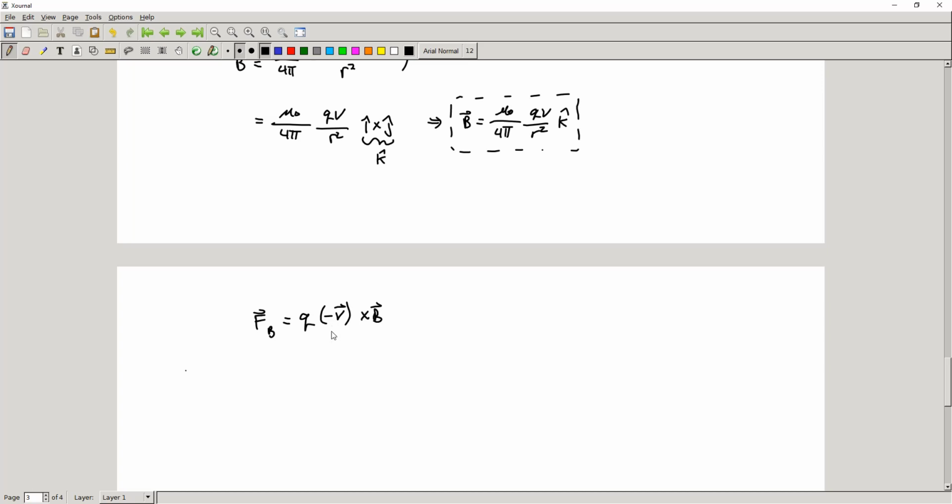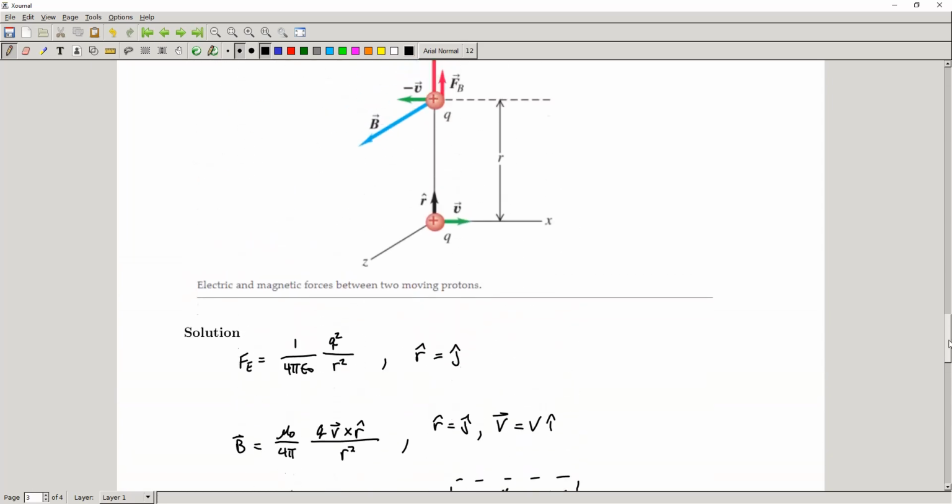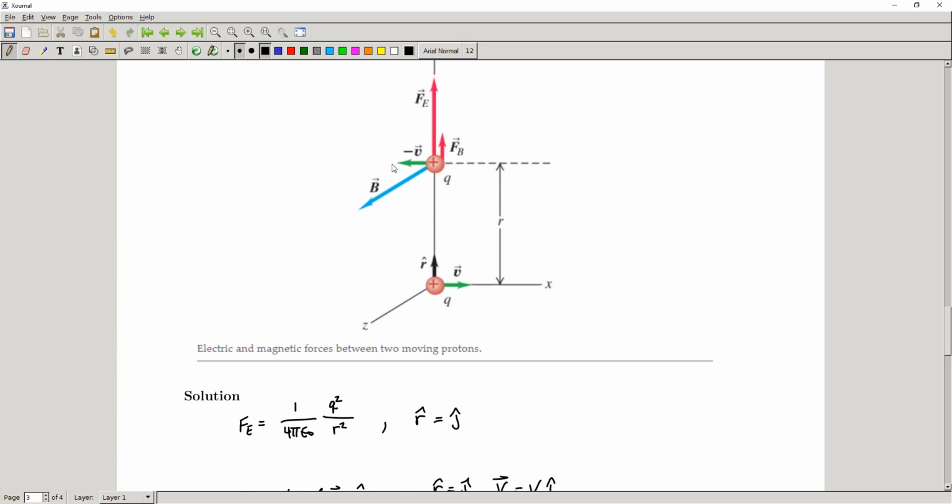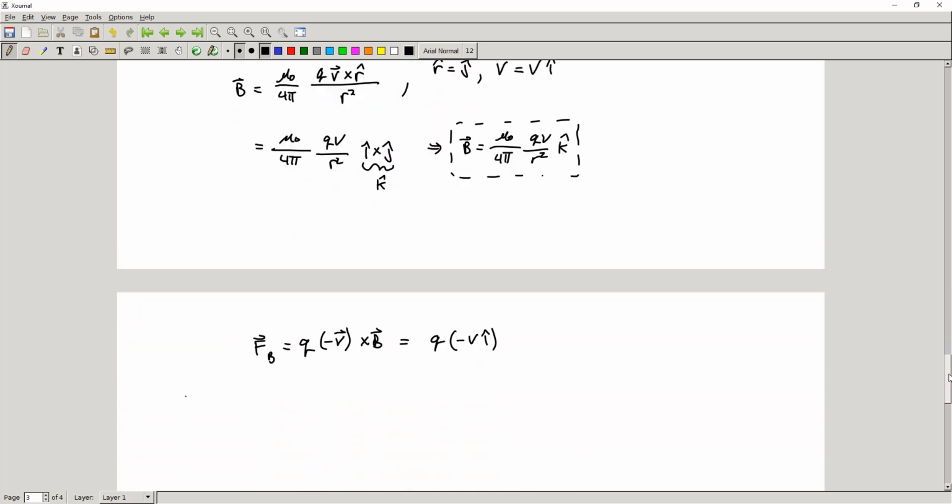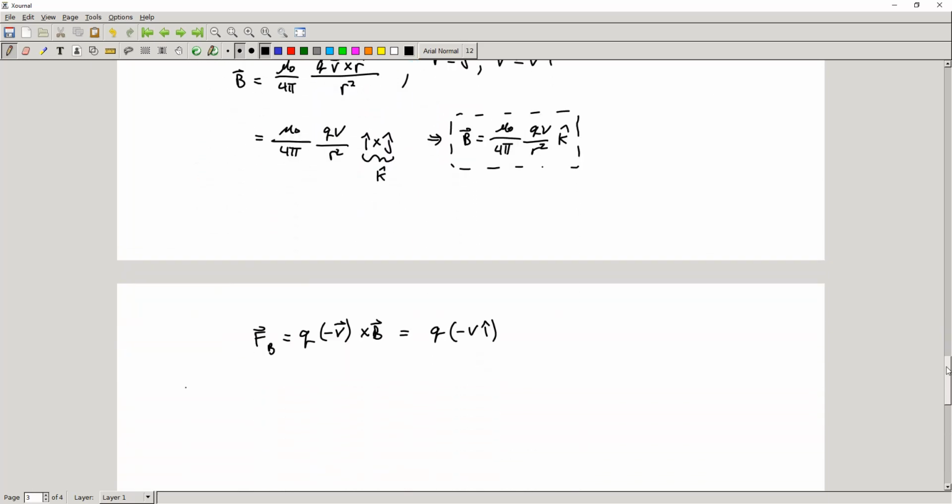Okay, so we can rewrite this a little bit. I'm going to leave the q the way it is. We're going to have minus v i hat, because our v still points in the i hat direction, but now it's in the minus i hat direction. That's what the minus sign is telling us. And this is being crossed into our magnetic field, which we just calculated. I'll write it out in full here: mu naught over 4 pi, q v over r squared, k hat.